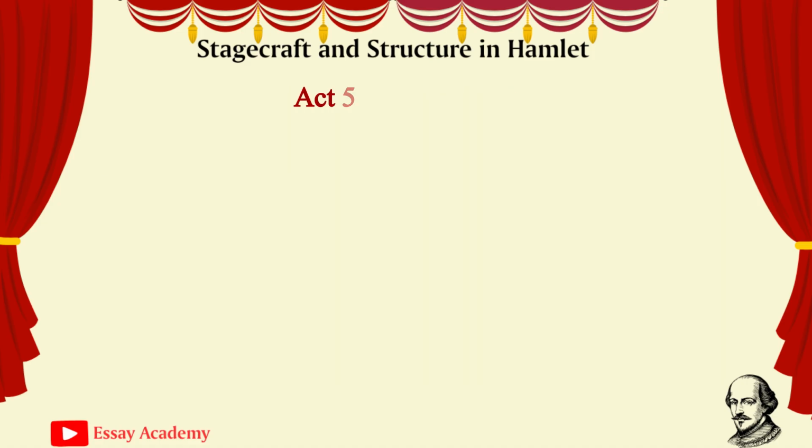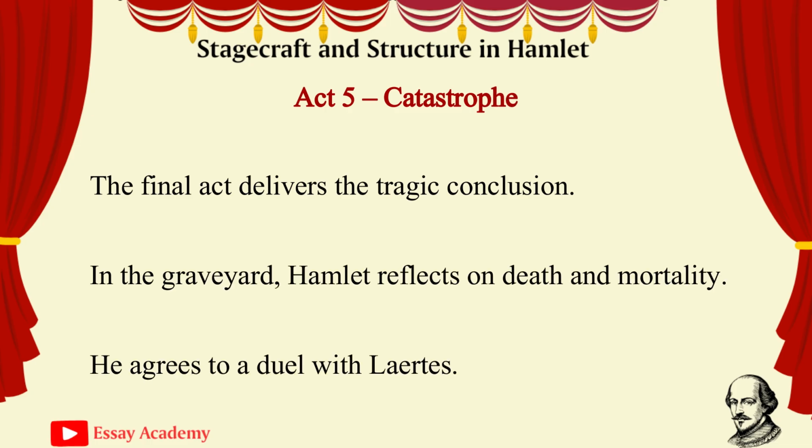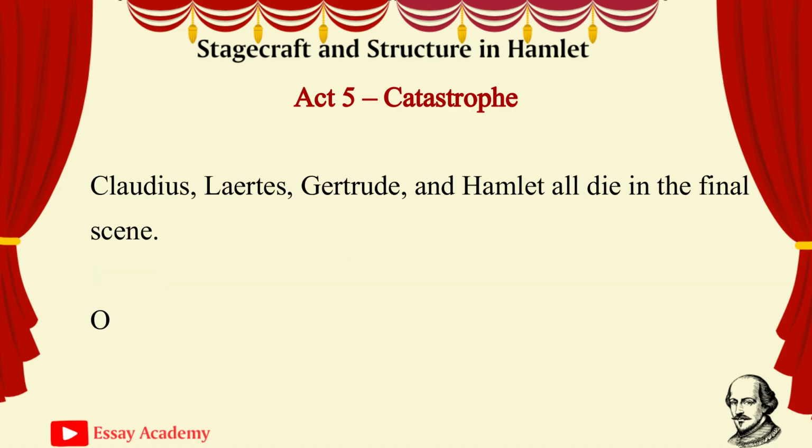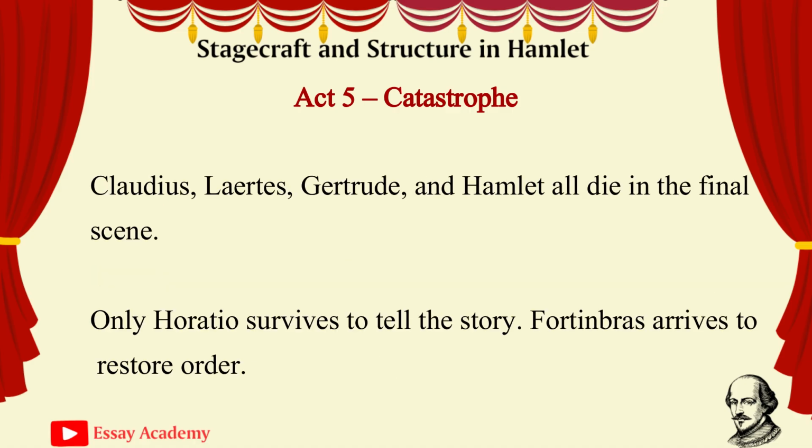Act 5, Catastrophe. The final act delivers the tragic conclusion. In the graveyard, Hamlet reflects on death and mortality. He agrees to a duel with Laertes. Claudius, Laertes, Gertrude, and Hamlet all die in the final scene. Only Horatio survives to tell the story.